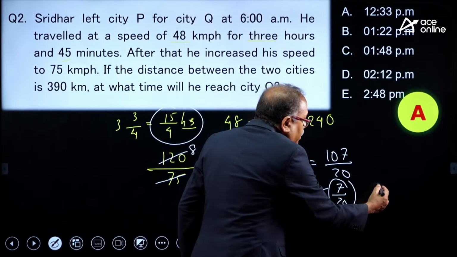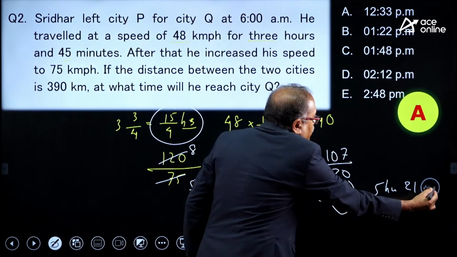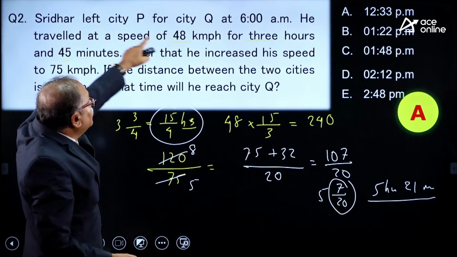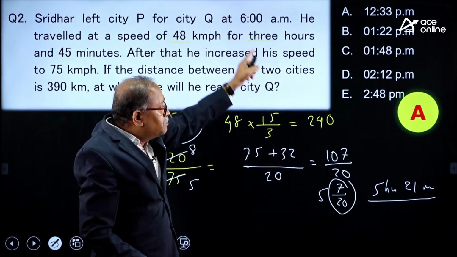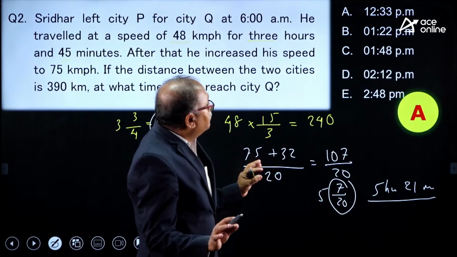So, I think somewhere I have gone wrong. So, 21 minutes. So, what is the total time it will be? The total time will be 6 a.m. plus another 5 hours, that is 11:21.